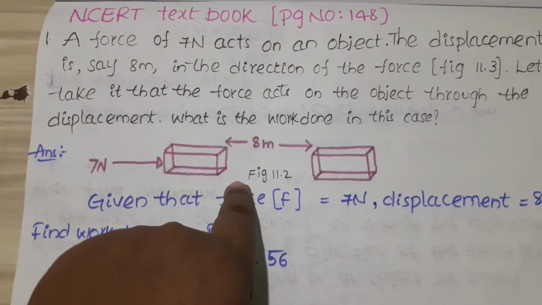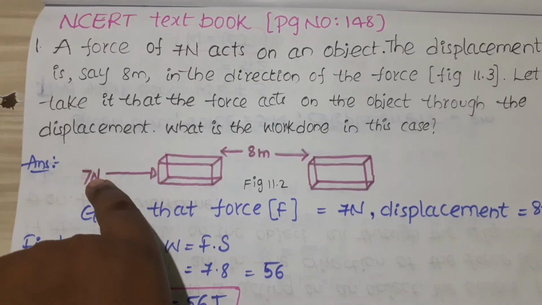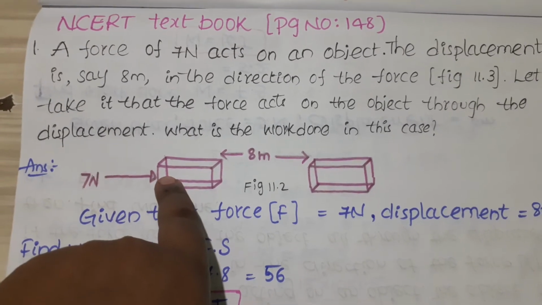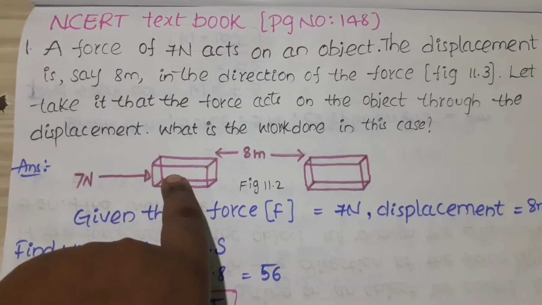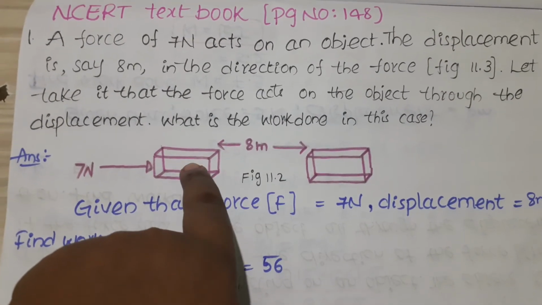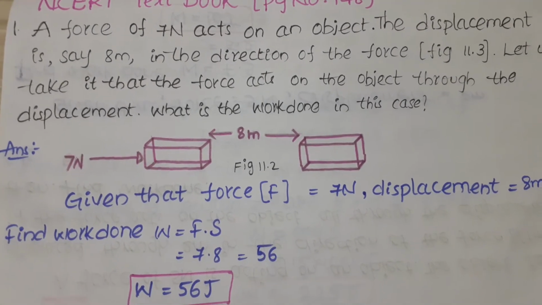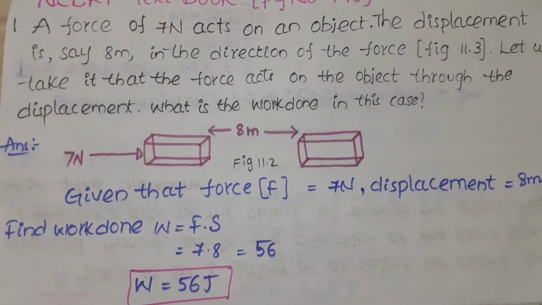This is the figure. This is the object. In the object, 7 Newton force is acting on the object. So it gets the displacement 8 meter. So work is done. We have to find out in this case how much work is done.